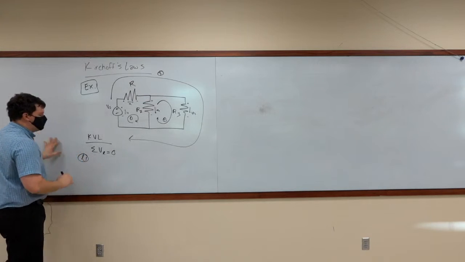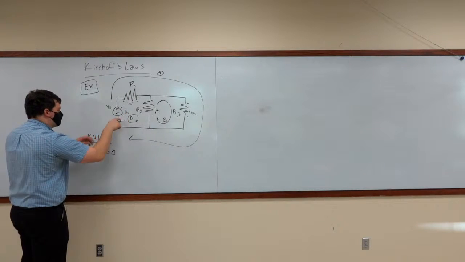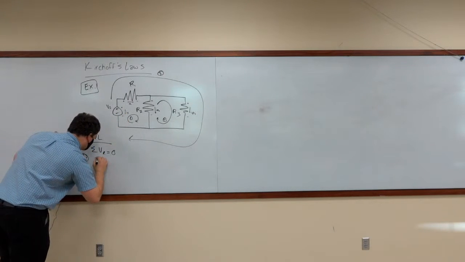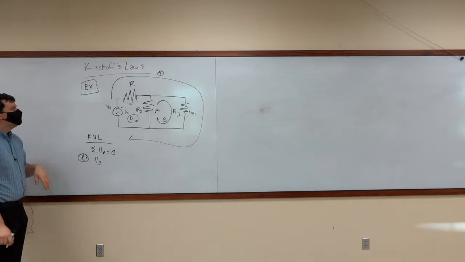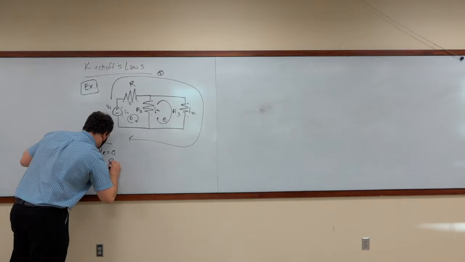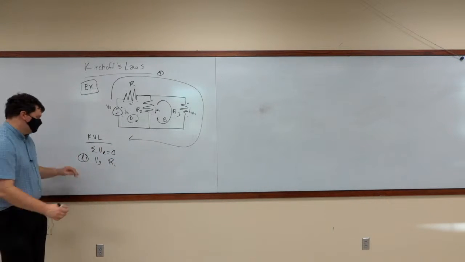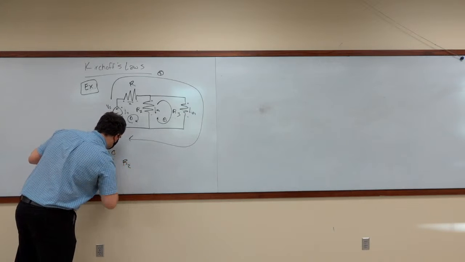what all voltages are present in loop 1? Here, we've got Vs. What other voltages are present? R1 and R2. Now you'll notice I didn't put any signs on these.